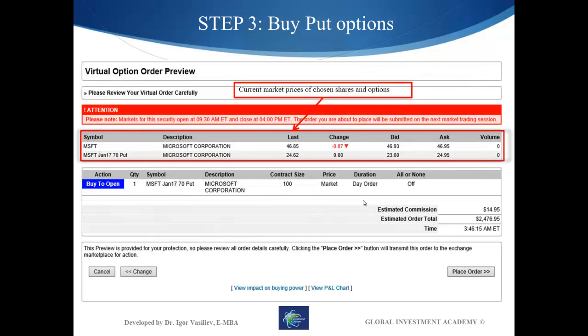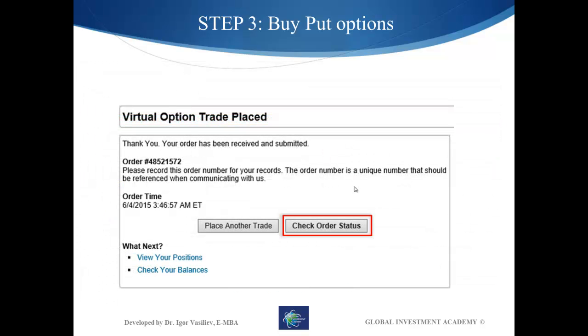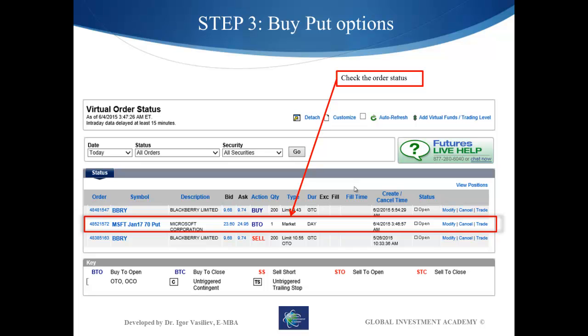Then you click preview. Always check your order status. That's the current price for shares and the put option. And here we check again, we can see it's in blue, buy to open. One Microsoft, 100 shares per one contract, at market price. And here we can see how much we're going to spend. So $14.95 is commission and $2,476 in total we're going to pay for this transaction. If you're not happy with that, we can change, cancel or place the order. Again, always check your order status, and that's what we can see.